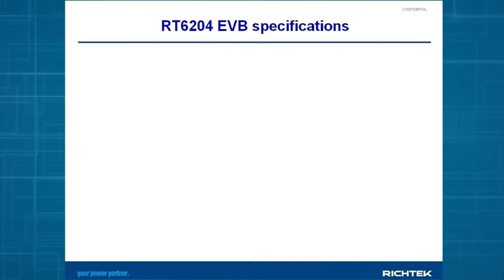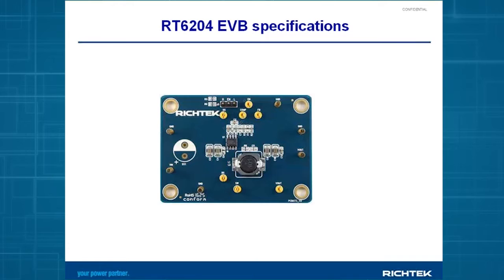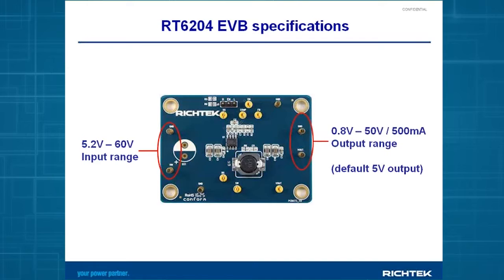So let's go. First, let's have a look at the specifications of the RT6204 evaluation board. Here you see the board. It has an input voltage pin where you can apply input voltage in the range from 5.2 up to 60 volts, which is a pretty wide range. We also have the output voltage pins, and here you can set the output voltage between 0.8 and 50 volts. The maximum load range for the converter is 500 milliamps. By default, this board is set at 5 volt output, but you can make it into any voltage you want.